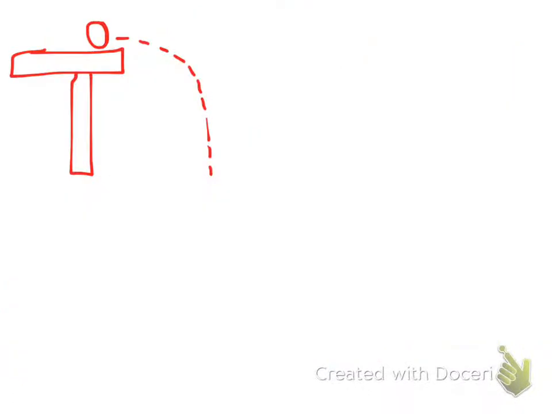So this is a rolling projectile. Let's say that we set our origin here at the top of the table. The table height is 1.3 meters. We're going to say that this marble's rolling off the table, and it has an initial velocity of 2.14 meters per second.